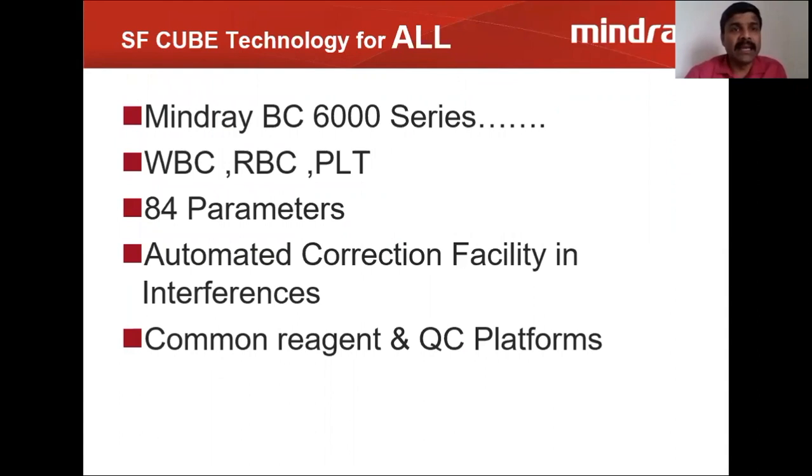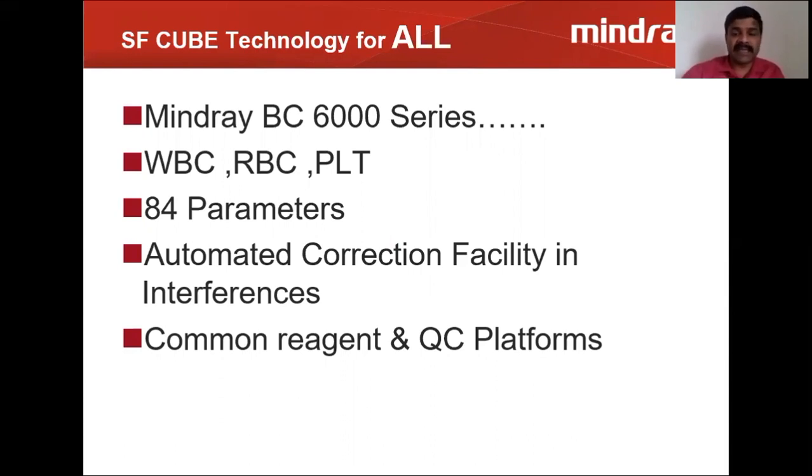So you can see the SF-cube technology is for all. Why am I mentioning all? This SF-cube technology, that is fluorescent flow cytometry in 3-dimensional analysis, is for all the cell lines, including WBC, RBC, and platelet. The Mindray BC-6000 series has this technology in its latest analyzers. With this technology, we are also able to get some new parameters, approximately 84 parameters, from a single analyzer.